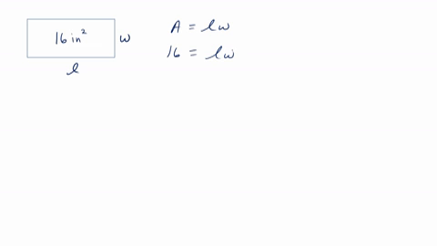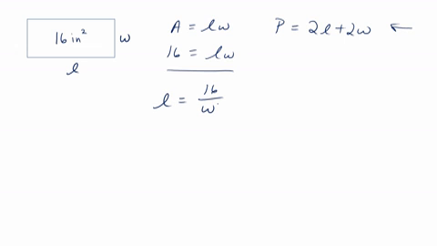We're trying to minimize perimeter. Perimeter P is 2 times the length plus 2 times the width. This is the equation that we wish to minimize. We want to minimize P. So let's try to get P in terms of one variable, either L or W. So we're going to solve our area equation, 16 equals L times W, for L. L is equal to 16 divided by W.